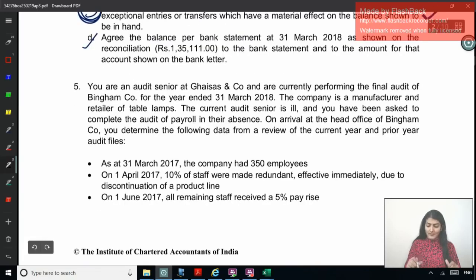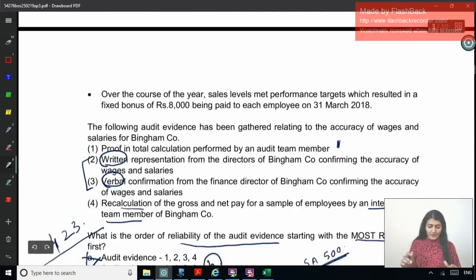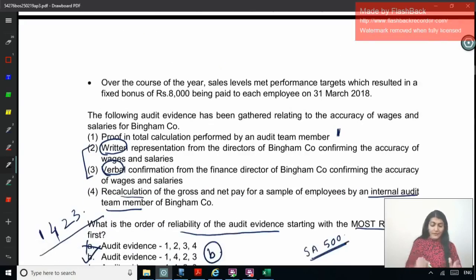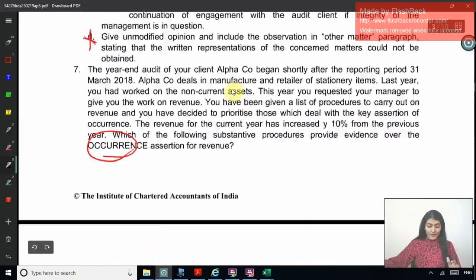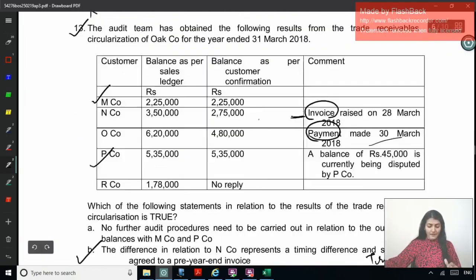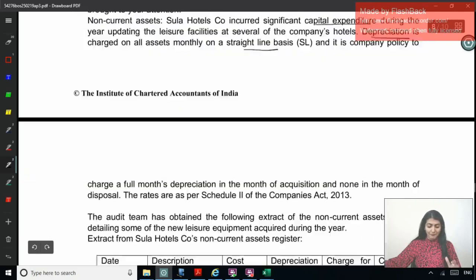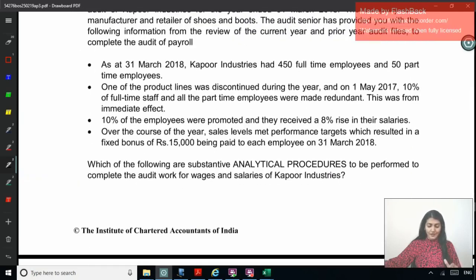You are an audit senior. 350 employees, 10% was redundant, remaining was given 5% rise. And what was the question over here? The following evidence, which is the most reliable. So here the question was regarding most reliable. Now let us see what they are saying, but similar question. At least the initial drafting is similar.